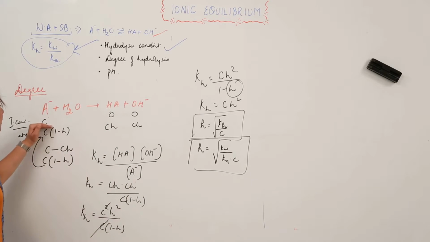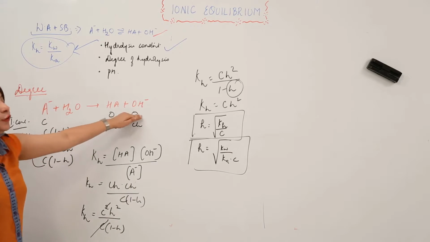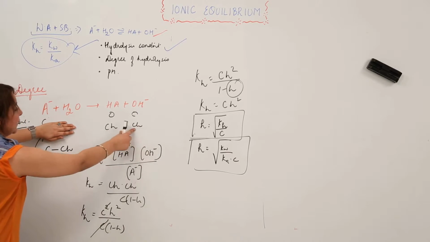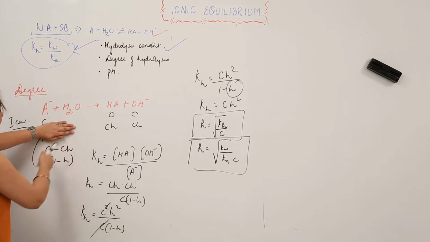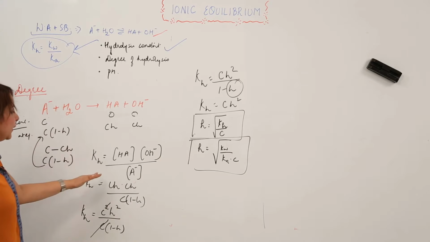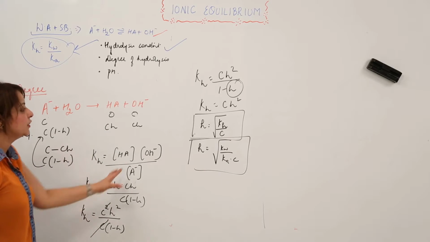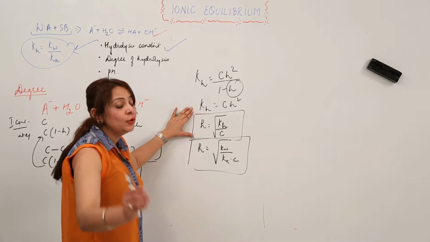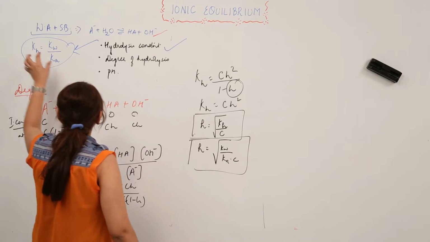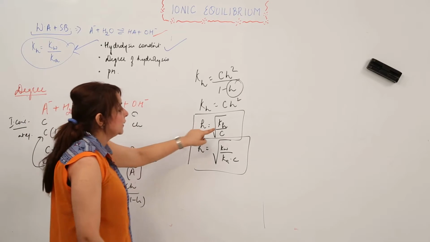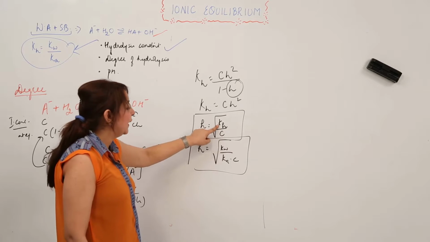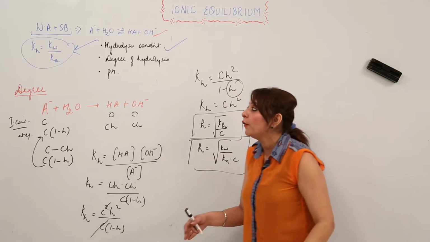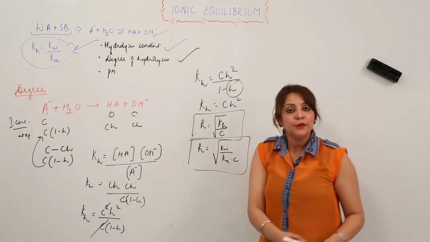Again, I'm repeating: I considered our initial concentration as C and both products at 0. With passage of time, the concentrations become Ch and Ch, so we are left with A⁻ as C(1 − h). I wrote the expression for Kh, substituted the values, solved, and got h equal to the square root of Kh upon C. And since the hydrolysis constant Kh is Kw upon Ka, I wrote that in. This is how we indicate the degree of hydrolysis.